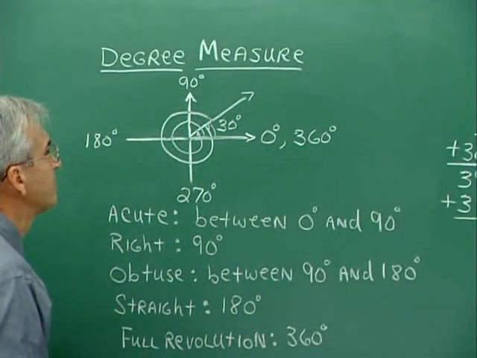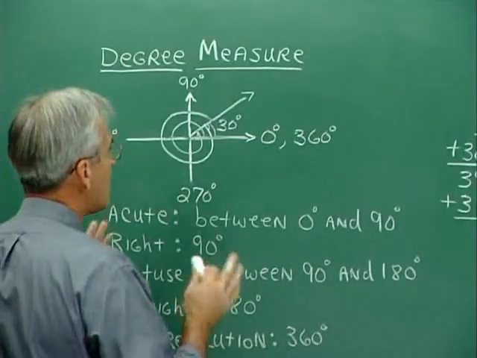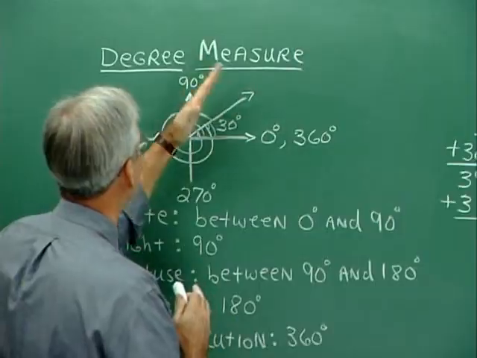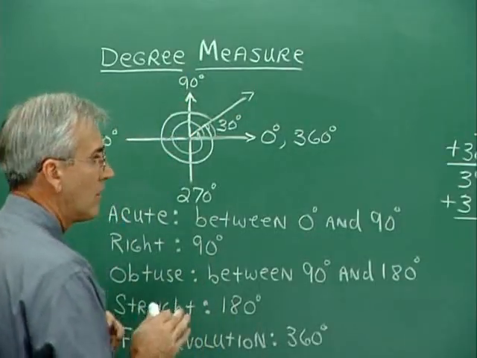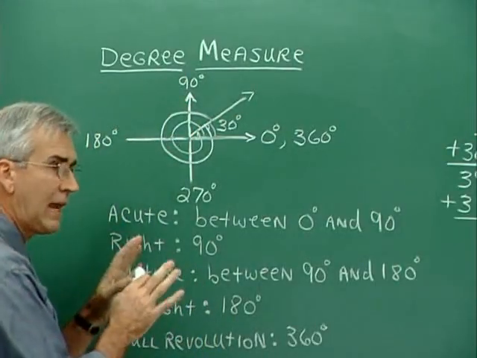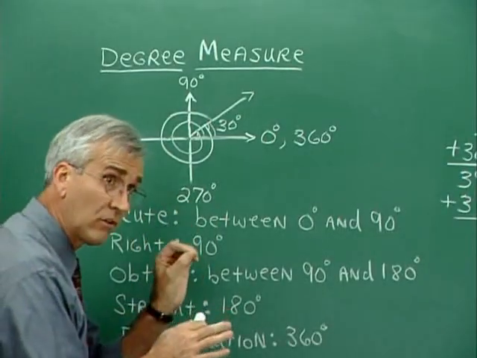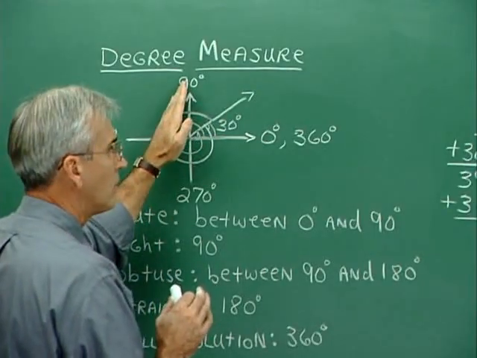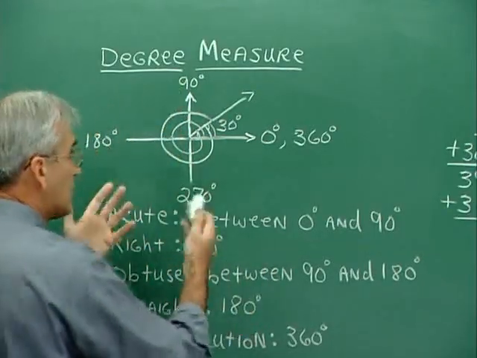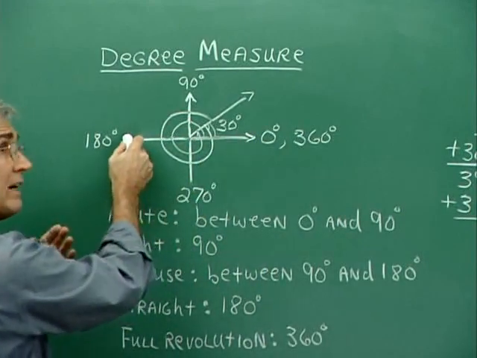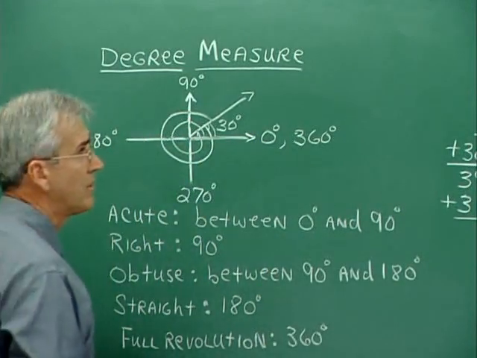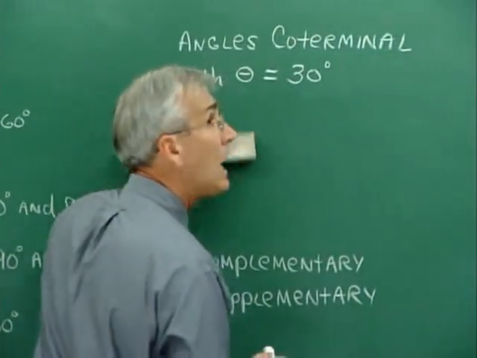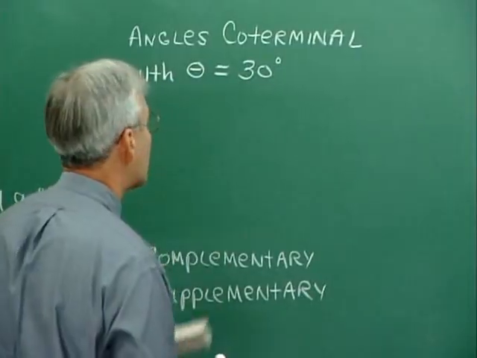So that's the idea. Now, we have a name for pairs of angles that total 90 degrees, and it's called complementary. Complementary angles are positive angles, that is, positive degree measured angles, that total 90 degrees. And supplementary angles are positive degree measured angles that total 180 degrees. So complementary and supplementary.